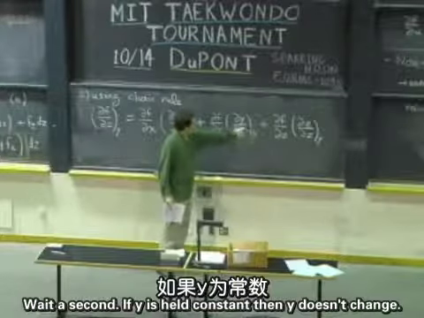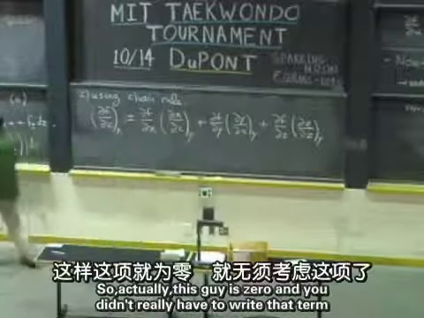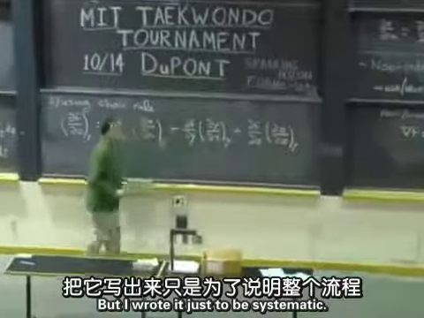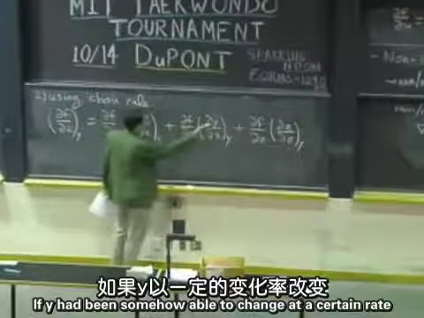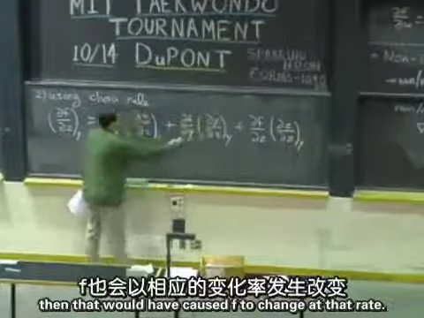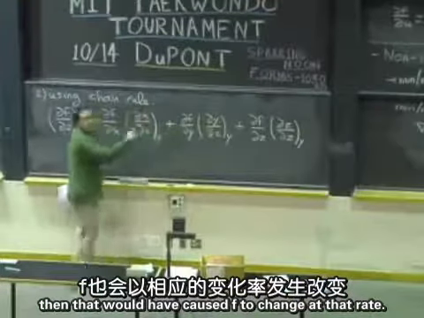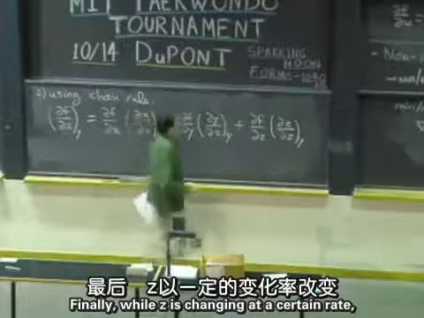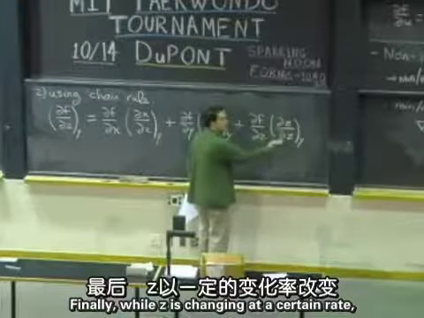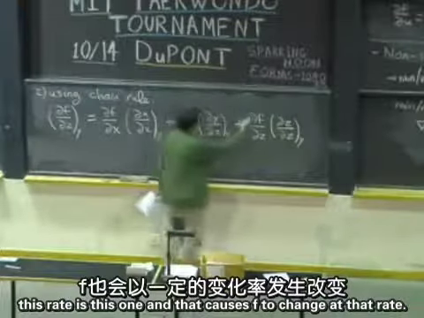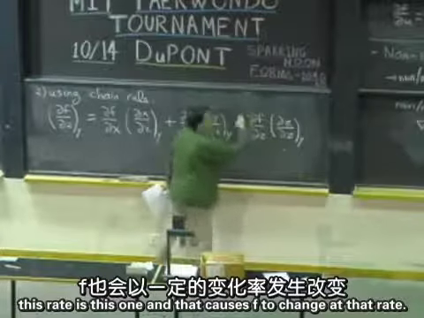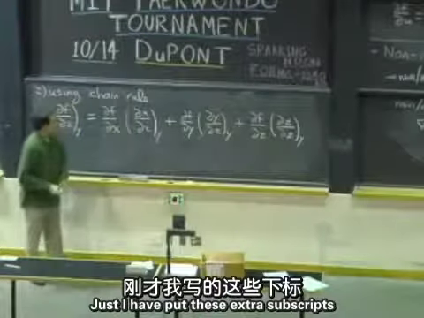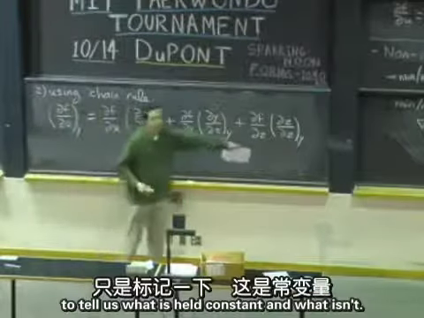Wait a second. If y is held constant, then y doesn't change. So actually this is 0, and you didn't really have to write that term, but I wrote it just to be systematic. If y had been somehow able to change at a certain rate, then that would have caused f to change at that rate. Of course, if y is held constant, then nothing happens here. And finally, z is changing at a certain rate, and that causes f to change at that rate. Then we add the effects together. It's nothing but the good old chain rule, just with extra subscripts to tell us what is held constant and what isn't.